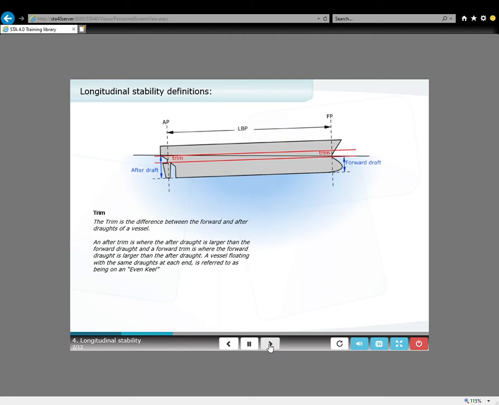The trim may be changed by the following methods: moving a weight already on board in a forward or aft direction, by adding or discharging weights at different positions longitudinally, possibly by change of density of the water in which the vessel floats. The change of trim is the difference between the original trim and the final trim.